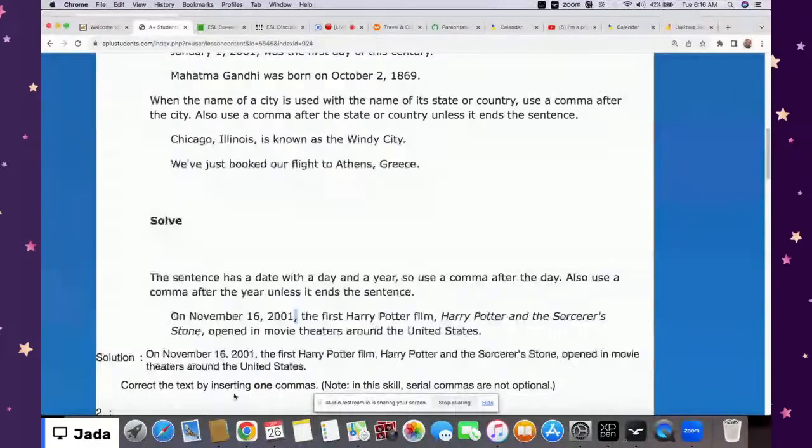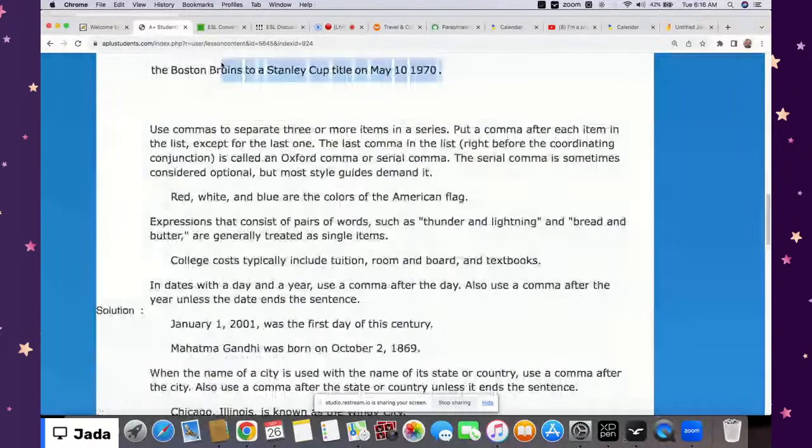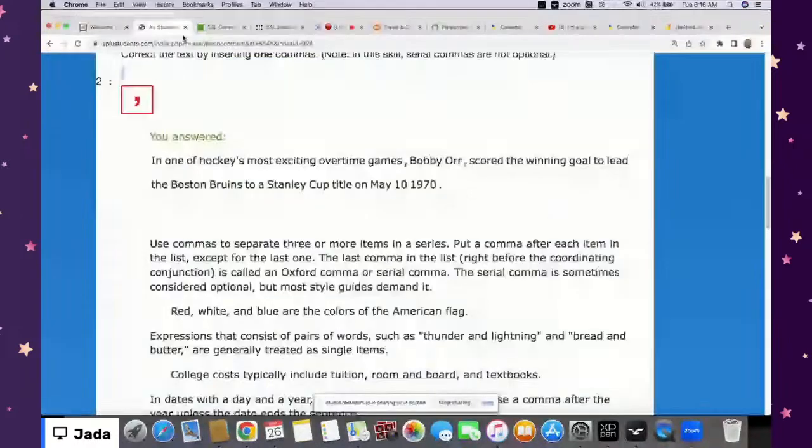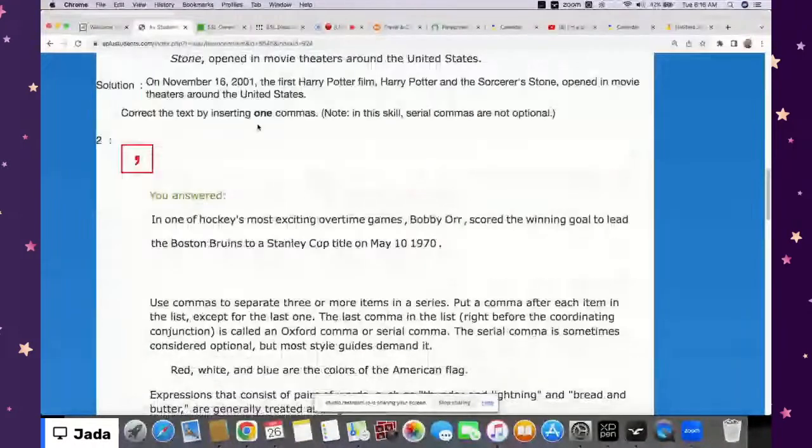So let's see. Correct the sentence by inserting one comma. So you just need to insert one comma here. So we look at this. In one of the Hercules' most exciting overtime games, Burby Earl scored the winning game to lead the Boston Bruins to a Stanley Cup title on May 10, 1970.